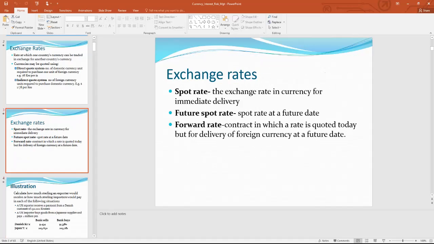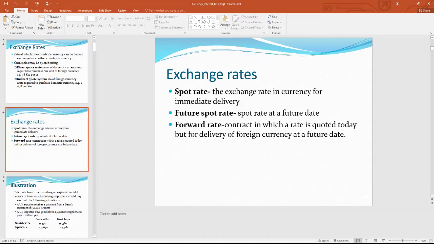Then we have the exchange rate types. There are three exchange rates which we need to become aware of: the spot, the future spot, and the forward. Now the spot is if we go to the market today, at the spot today, how much are you required to pay for $1 US?